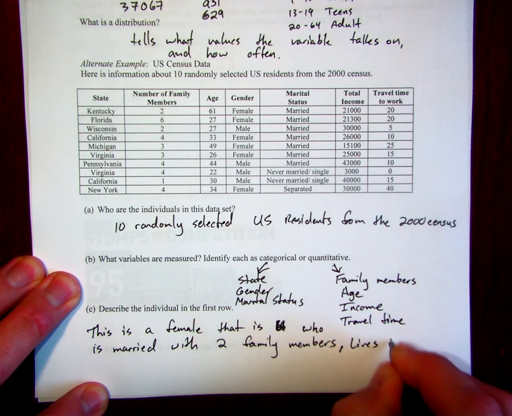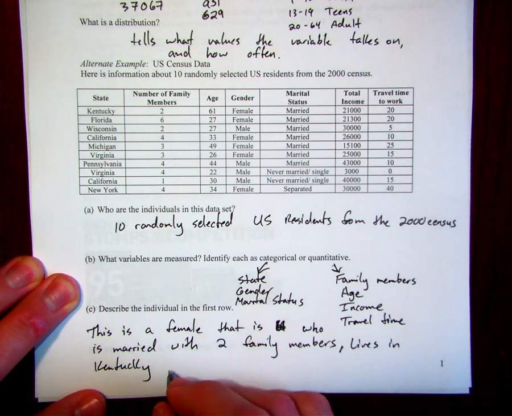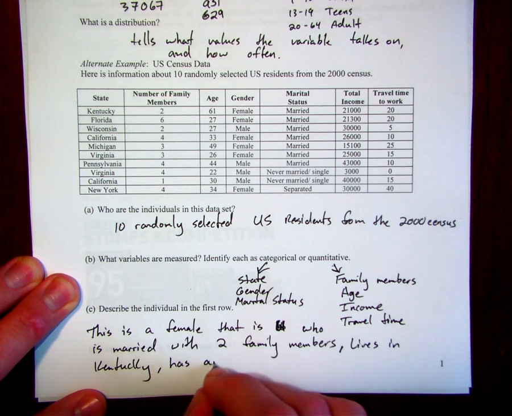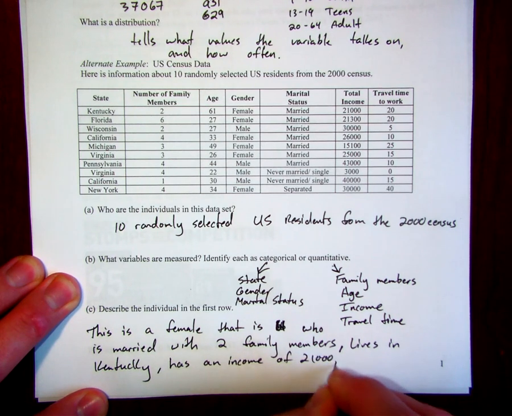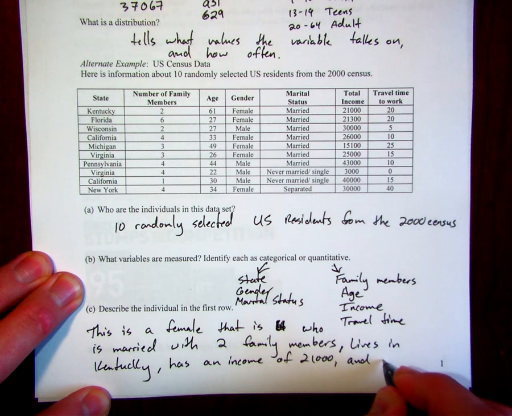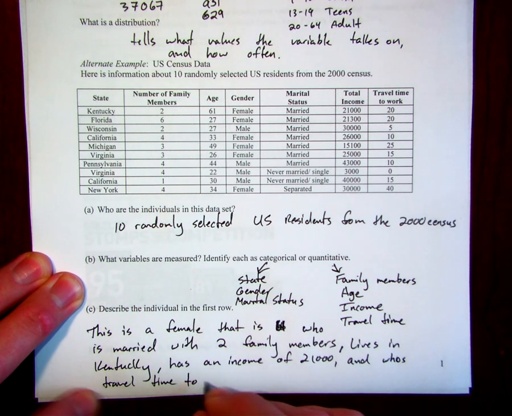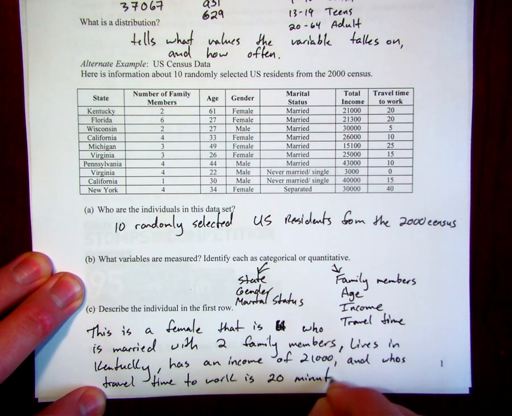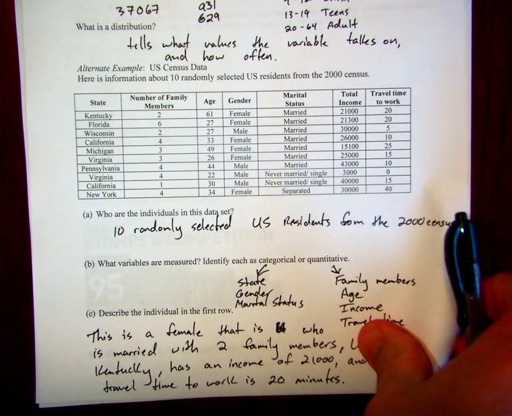Lives in Kentucky. Has an income of $21,000 and whose travel time to work is 20 minutes. Boom. It's all done. This is a female that is 61 who is married with 2 family members, lives in Kentucky, has an income of $21,000, and whose travel time to work is 20 minutes.